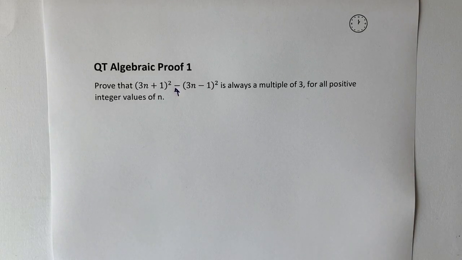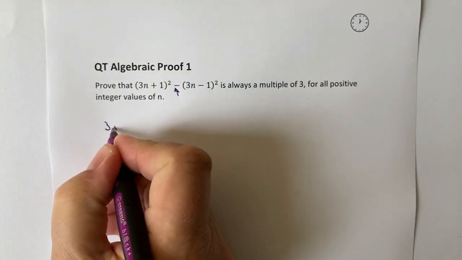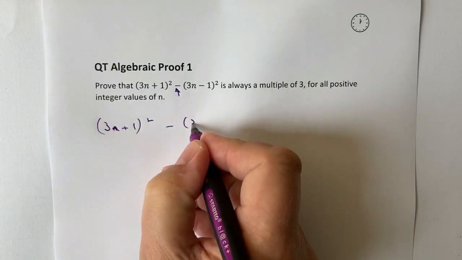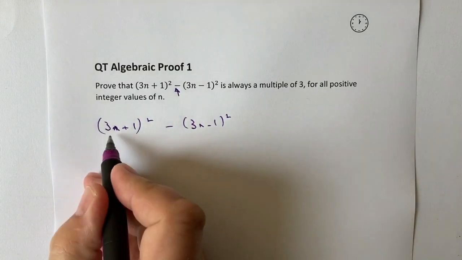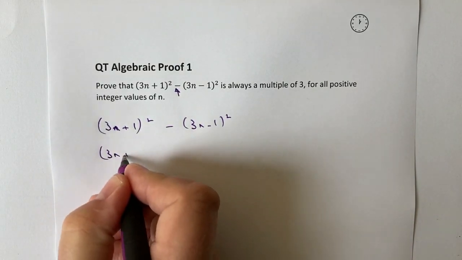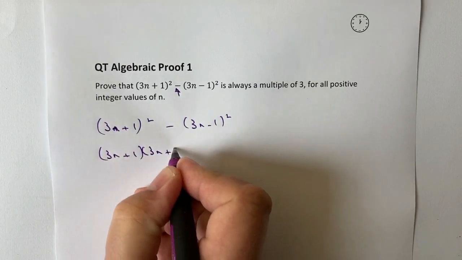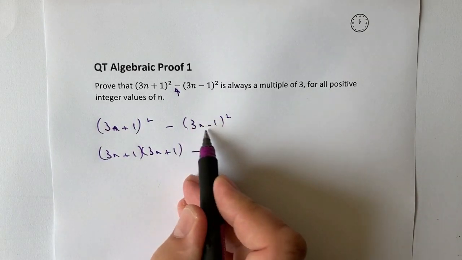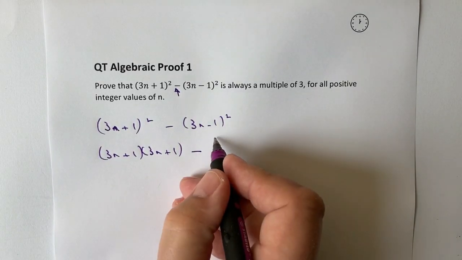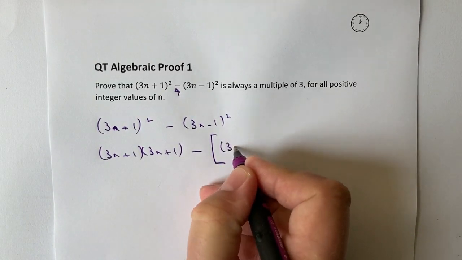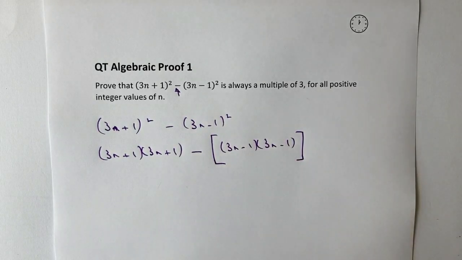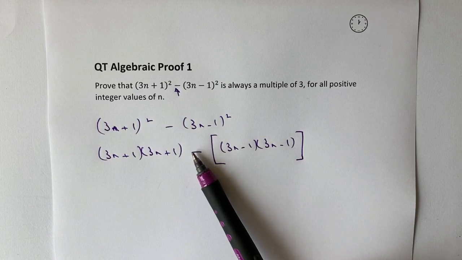Okay, so the first thing is let's look at expanding these squares. So I've got 3n plus 1, and I'm going to square that, and then I'm going to minus 3n minus 1 squared. So 3n plus 1 squared is going to be 3n plus 1 multiplied by 3n plus 1. And then I've mentioned this negative sign, so I'm going to put the negative sign there, and because the next bracket is going to be affected by it, I'm going to put it into some square brackets, and I'm going to write 3n minus 1 multiplied by 3n minus 1. All that's doing is impressing upon me that I've got this negative sign to deal with.